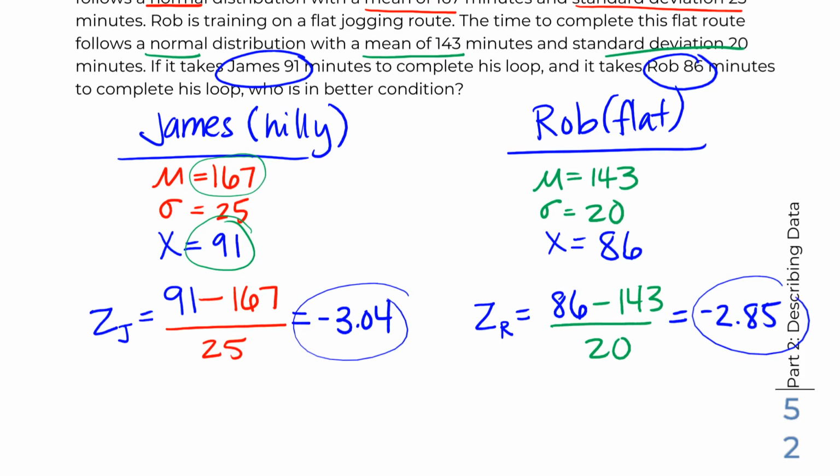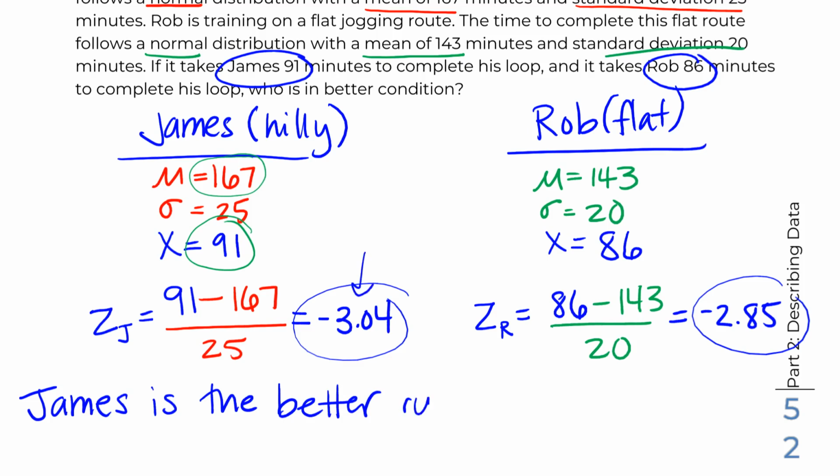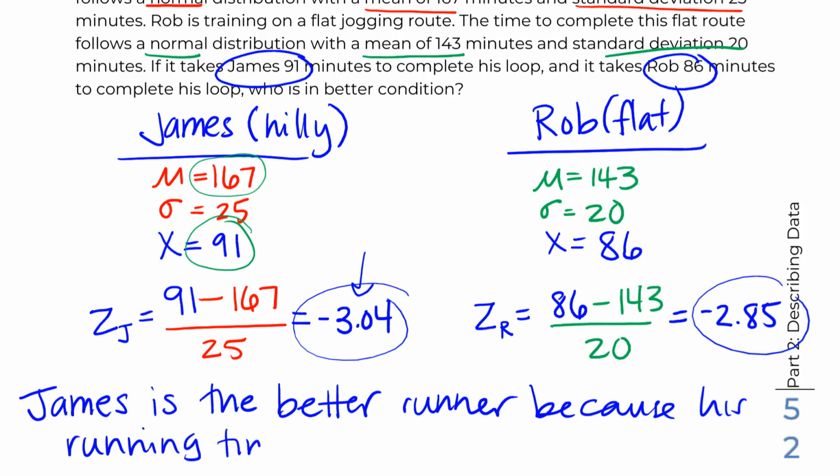So in this case, who's our better runner? Like I said, most students make the mistake right here. Our better runner is James. Because like we just said before, lower is better when we're talking about running times. So the fact that he is further below makes him the better runner because his running time is further below average.